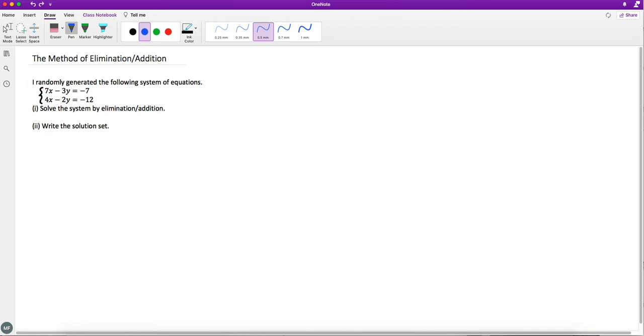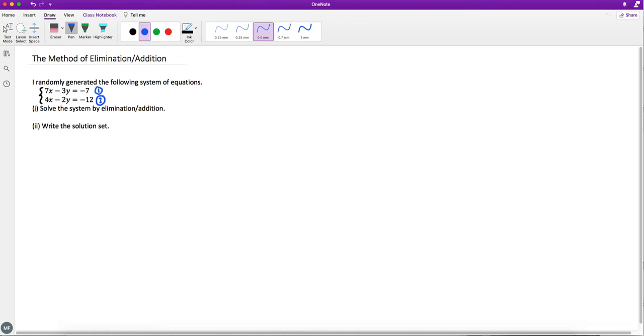Now, I did randomly generate the coefficients and signs in this system of equations, so the solution set is probably not going to look that nice. Maybe it will, but it's probably not. So just FYI, don't expect the answer to just be 1, 2 or something like that. Okay, so if I refer to this right here as equation 1 and this right here as equation 2, that'll make it a little easier for referring to things.